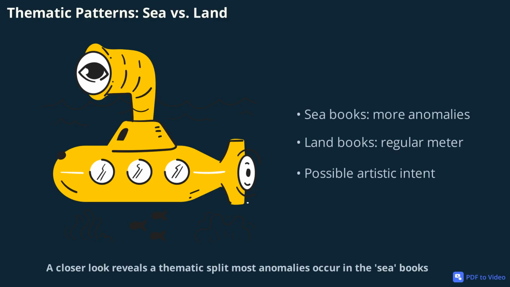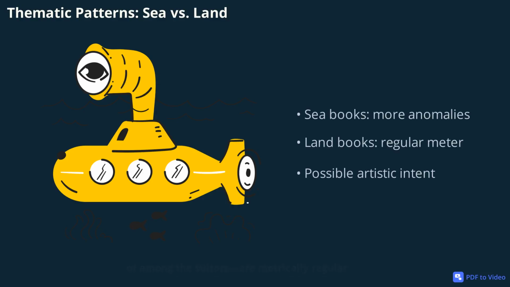A closer look reveals a thematic split. Most anomalies occur in the sea books, where Odysseus is traveling or recounting his adventures, while the land books, set on Ithaca or among the suitors, are metrically regular. This suggests a possible link between the poem's adventurous, unpredictable content and the appearance of metric irregularities. Could Zhukovsky have used these anomalies to mirror the chaos and excitement of Odysseus's journey?